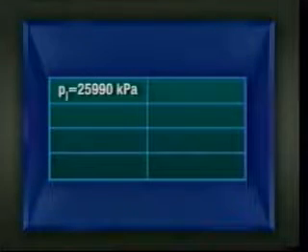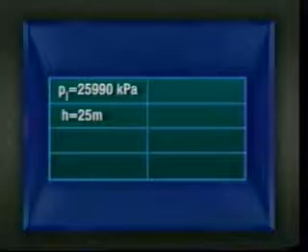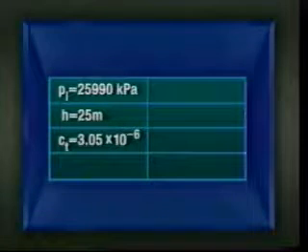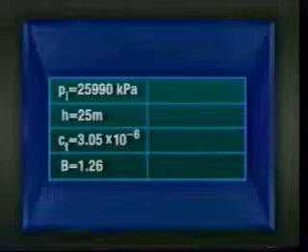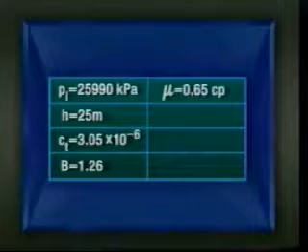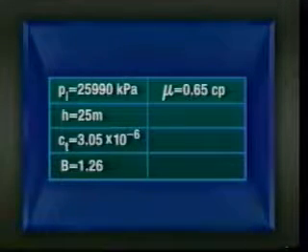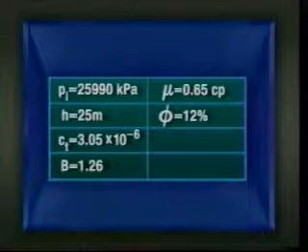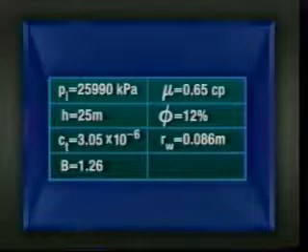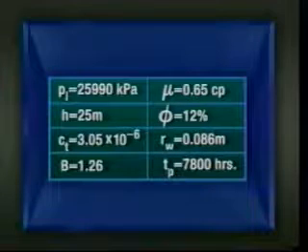We are given the following data on our hydraulically fractured well. An initial reservoir pressure of 25,990 kilopascals, a formation thickness h of 25 meters, a total compressibility of 3.05 times 10 to the minus 6 per kilopascal, a formation volume factor of 1.26, a fluid viscosity of 0.65 centipoise, a porosity of 12%, and a wellbore radius of 0.086 meters. The test duration was 240 hours, preceded by a producing time of 7,800 hours.